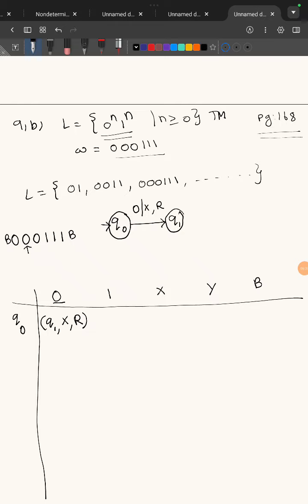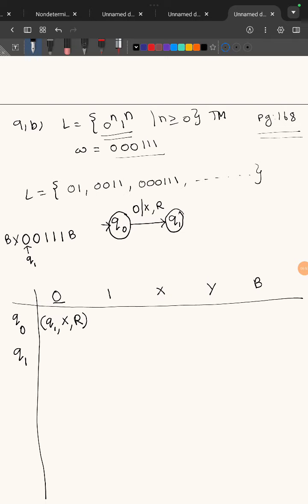Now I am in the state Q1, right here. Now what is the input? Sorry, here we have to change the symbol to x. We have converted 0 to x. Now what is the state? We are in Q1. What is the input symbol we are reading? We are reading 0. What are we going to do? We are not going to do anything with the 0, because our objective is to find the 1 for the 0 converted to x. So we will not do anything with the 0.